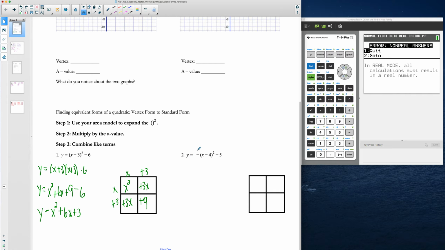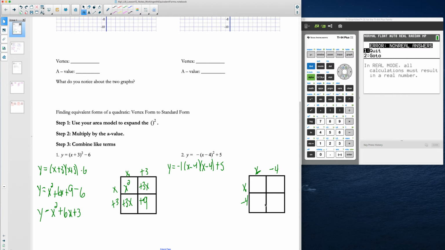Now notice in number 2, we do have something other than a equals 1. We have this negative out here, so that is negative 1. So I'm going to write this as y equals, I'm going to just write negative 1 to emphasize that. And then x minus 4 squared is x minus 4 times x minus 4, and then that's plus 5. So once again, I'm just going to take our two binomials. I'm going to come right over to my area model here. So x minus 4 and x minus 4.